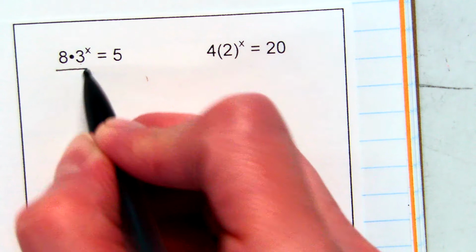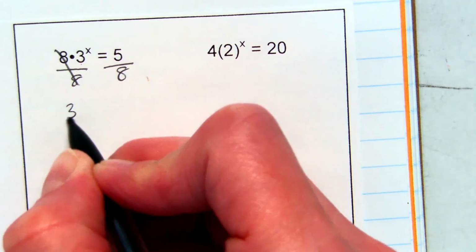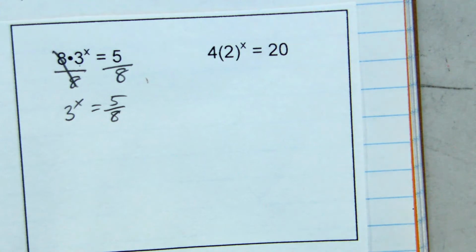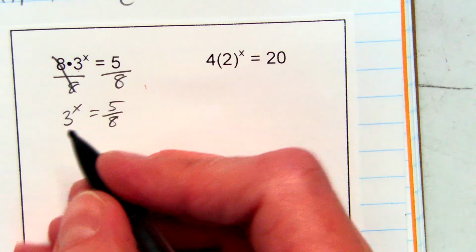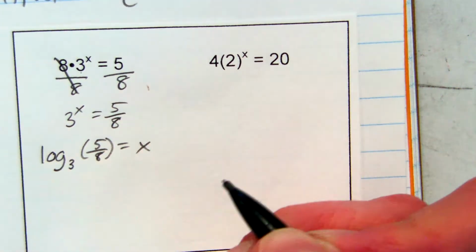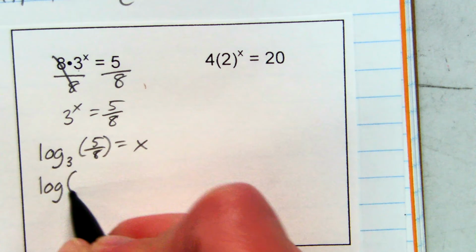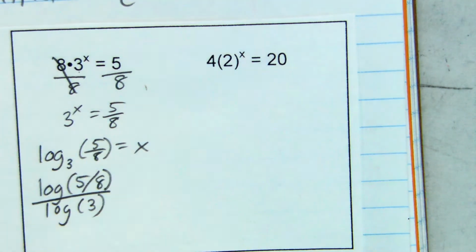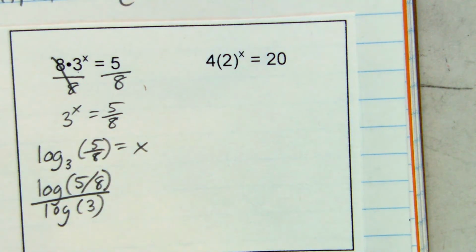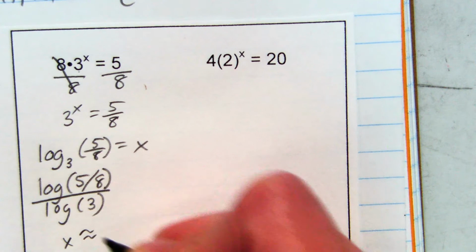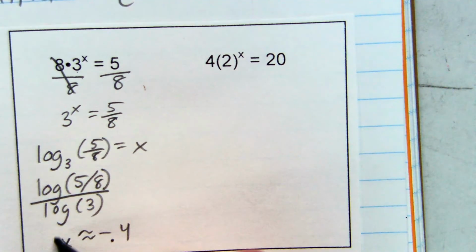All right, so on this part, you have to get the 3 to the x part by itself. So to get rid of the 8, we divide both sides by 8. You get 3 to the x equals 5/8. You could change that to a decimal if you wanted, but really we're just going to use it in our formula anyway. So this would be equivalent to log base 3 of 5/8. So you could use your calculator and do log of 5/8 over log of 3, and x comes out about -0.4.